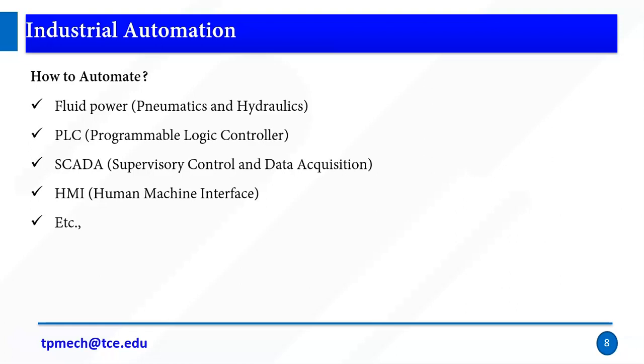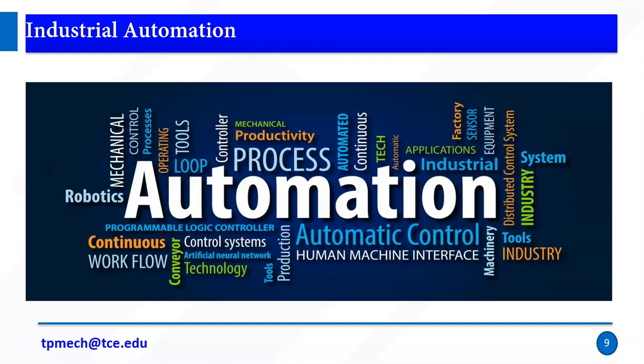If you want to automate, how to automate? Next step is how to automate. So how to automate: you can automate if you use fluid power. Fluid power is used to automate, or you can create a program, called a PLC program or SCADA or something. So PLC, SCADA, these are some of the programming, right? So this is the summary part of automation, right?